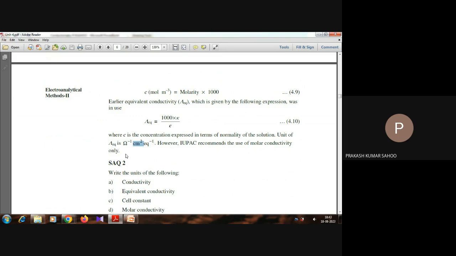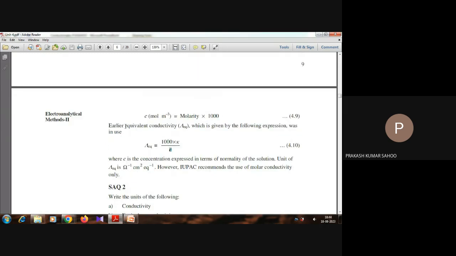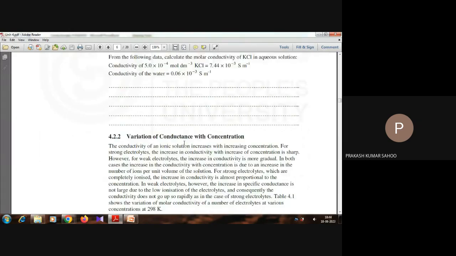Okay, you should remember the units. These are very important things. For K, it is ohm inverse centimeter square, and for your concentration it is equivalent inverse, because it is in the denominator part. That's why it is equivalent inverse. So equivalent conductance means it is the normality, and if it is molar conductance, it is the molarity. Molarity means moles per liter. Equivalent or normality means it is equivalent mass per liter. Okay, these things you should remember.